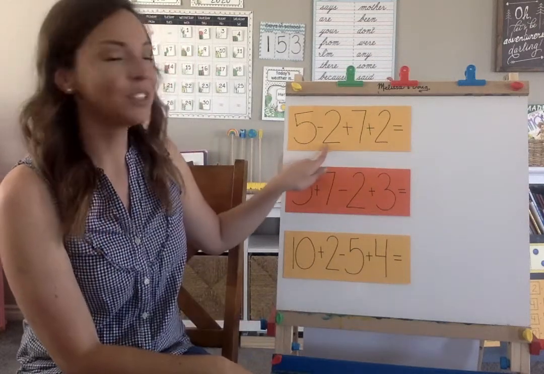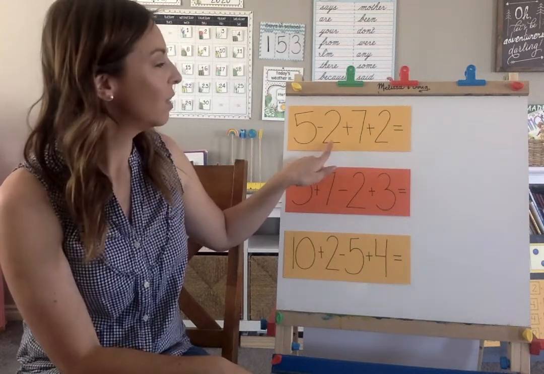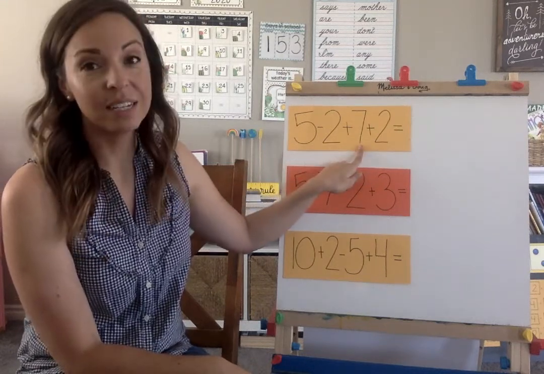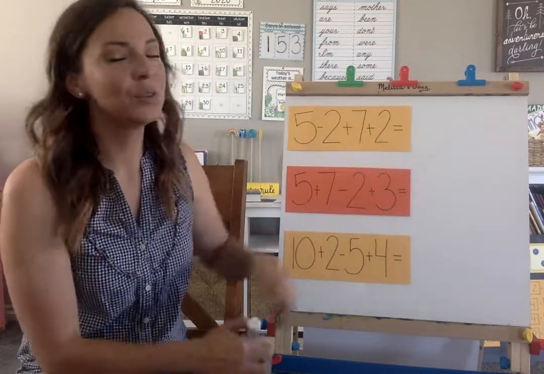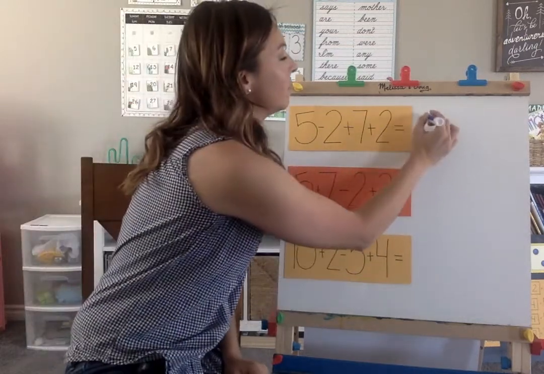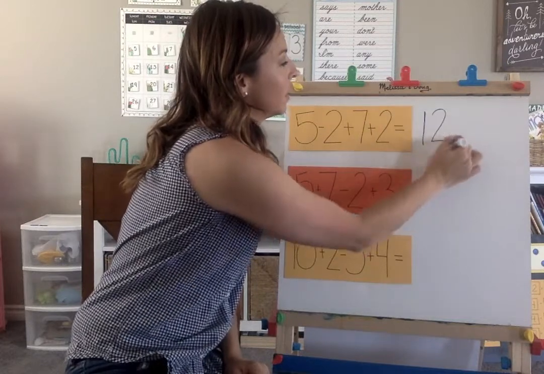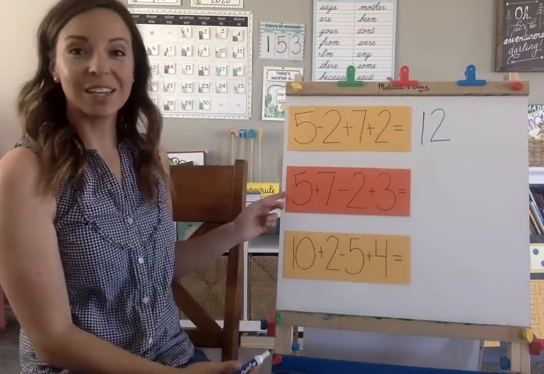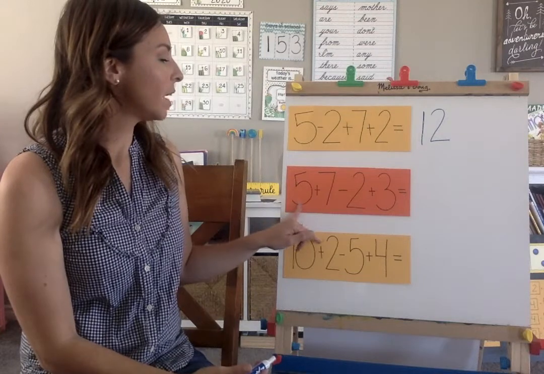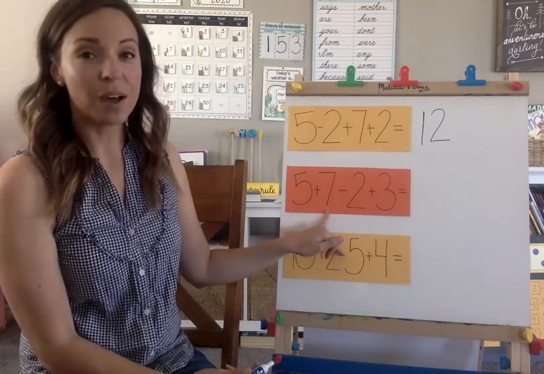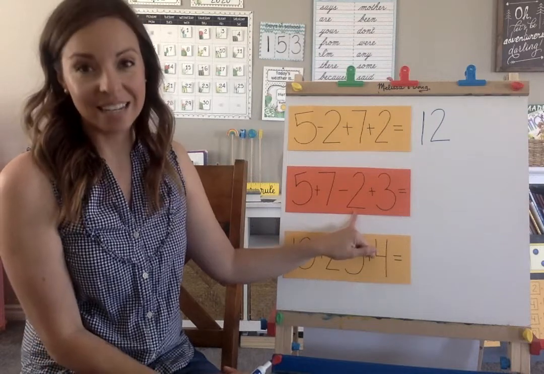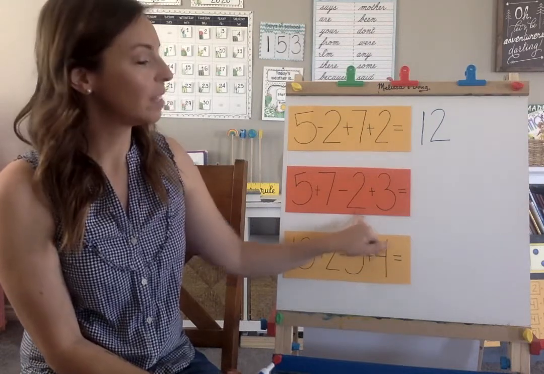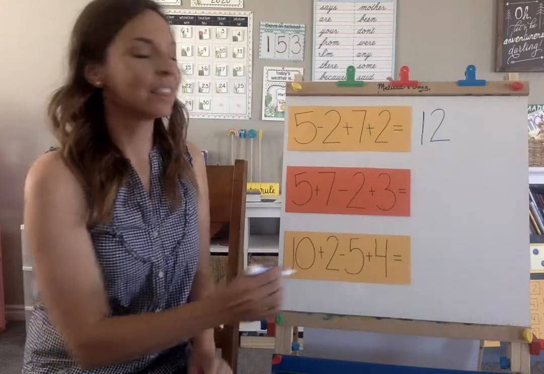5 minus 2 is 3. 3 plus 7 equals 10. 10 plus 2 equals 12. Let's look at our second one. 5 plus 7 equals 12. 12 minus 2 equals 10. 10 plus 3 equals 13.